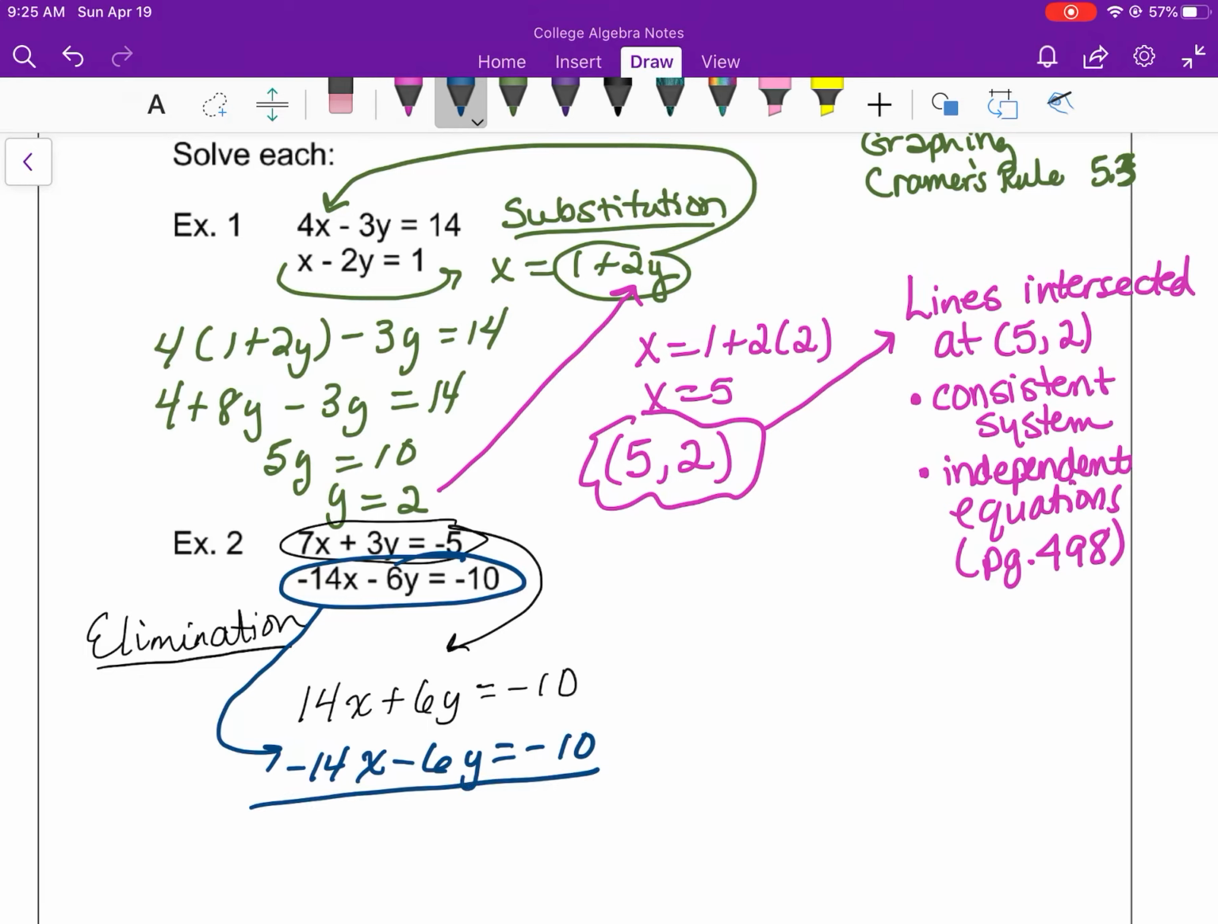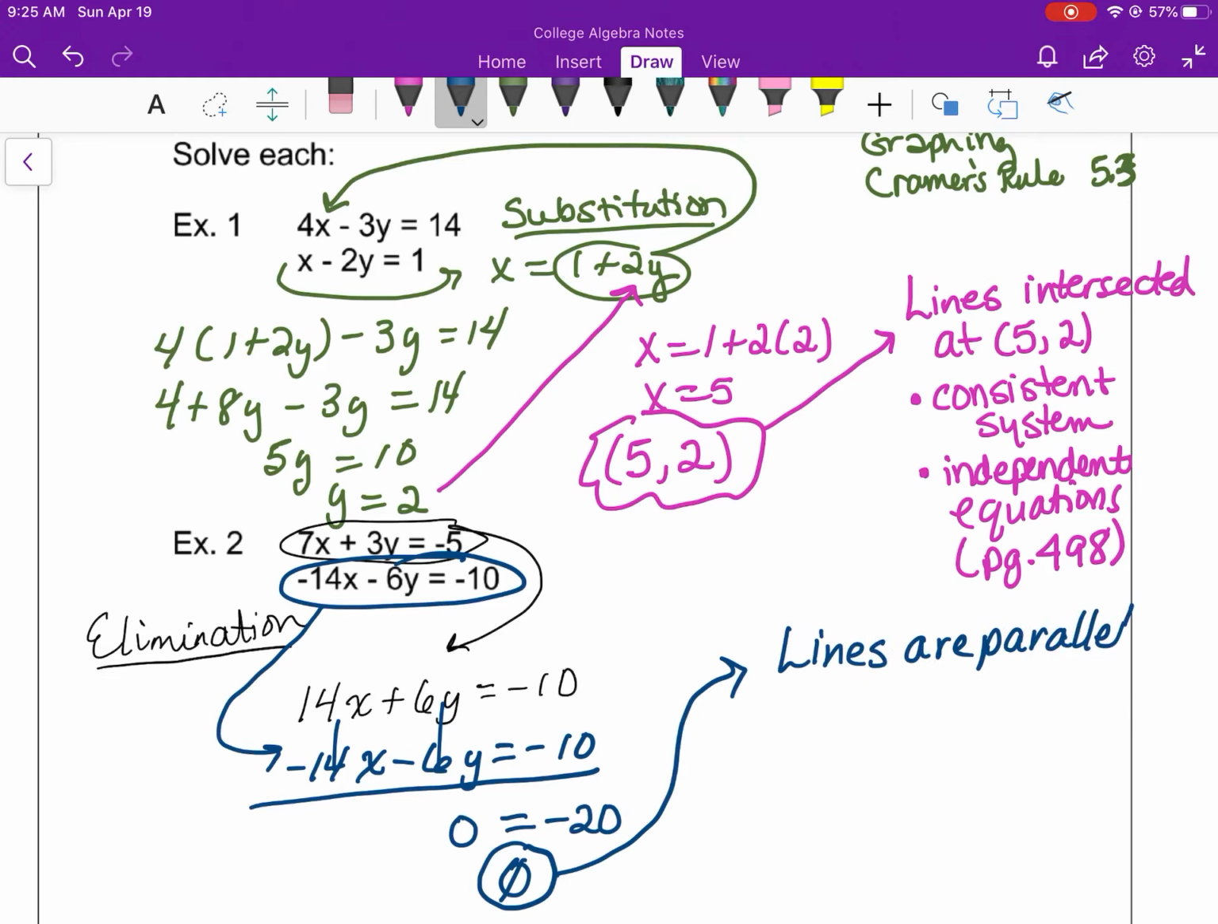If I add these two equations together, I'm going to see that I get nothing here and nothing here, so 0 equals negative 20. Well, that's a false statement. So a false statement is going to give you no solution. No solution means that the lines are parallel. We call that system inconsistent. The equations are still considered independent.